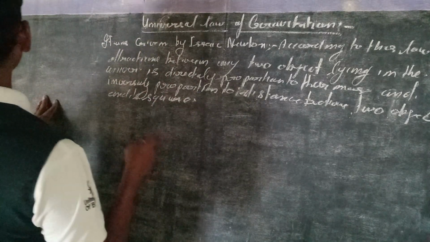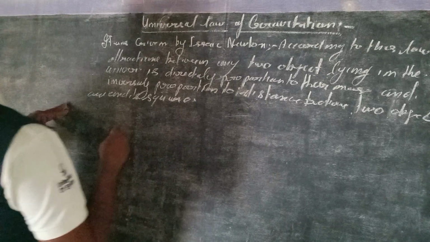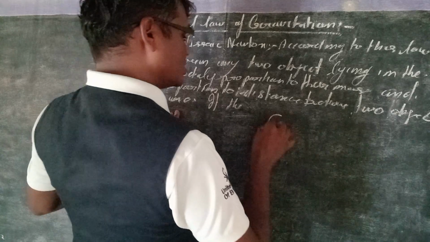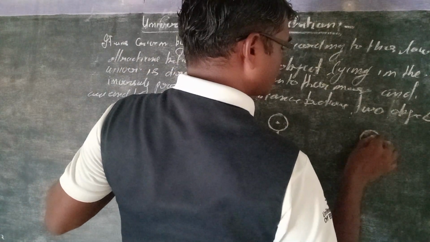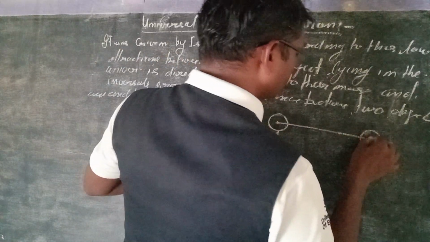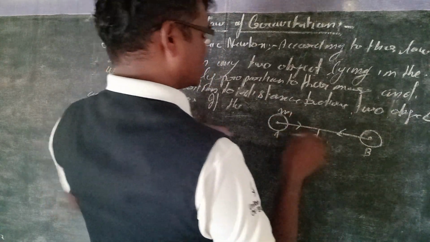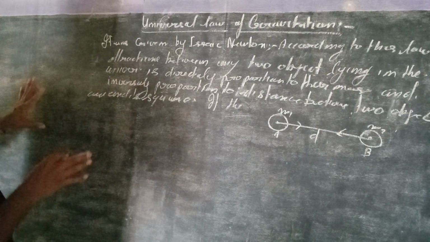This is the distance between the two objects, measured from center to center. Suppose this is the first object A, its center is here, and this is the second object B, its center is here, and the distance is D. The mass of the first object is M1 and of object B is M2. We will apply this law on these masses.